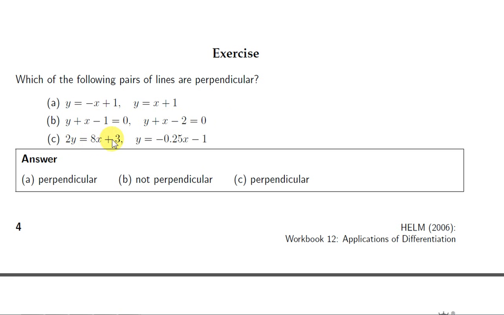In this example here, the slope is 8 divided by 2. We have to divide across by 2. It's in the standard form now, so the slope is 8 over 2, which is 4. What about the slope of this line here? Well, the coefficient of x gives us the slope. It's minus a quarter. If we multiply 4 by minus a quarter, we get minus 1. So this pair of lines is indeed perpendicular.